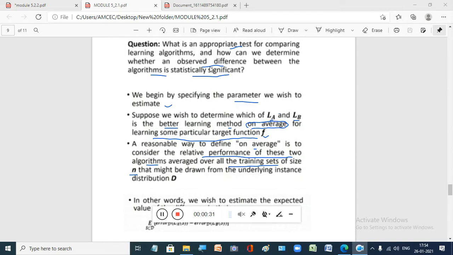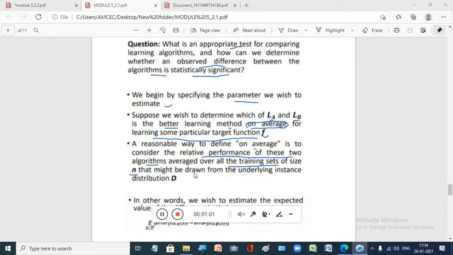Now we have to prove it statistically: yes, algorithm A is better, or algorithm B is better. For doing that, a reasonable way to define "on average", and this is important, on average, is to consider the relative performance of these two algorithms averaged over all the training sets of size n, which is drawn from an underlying instance of the same distribution.